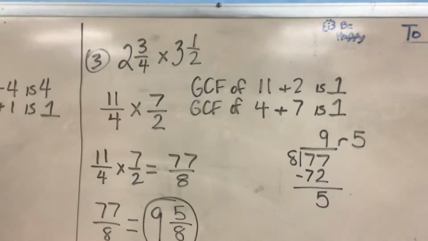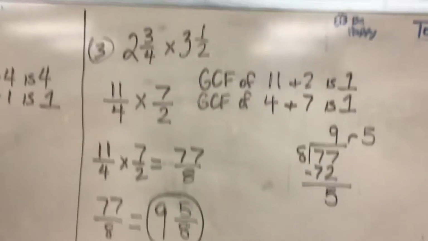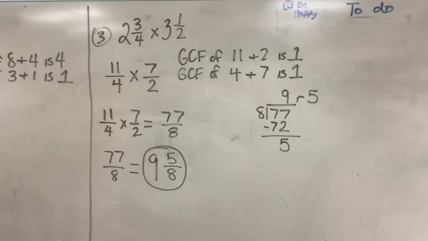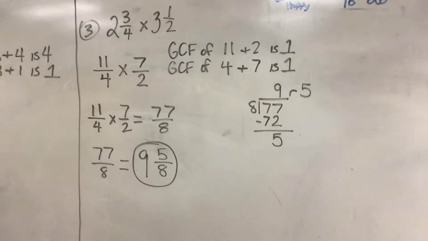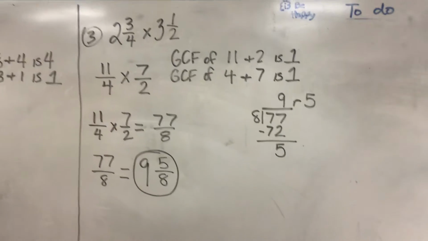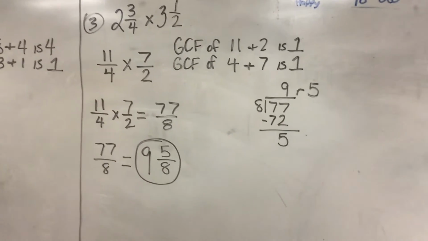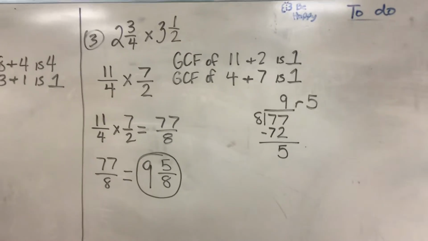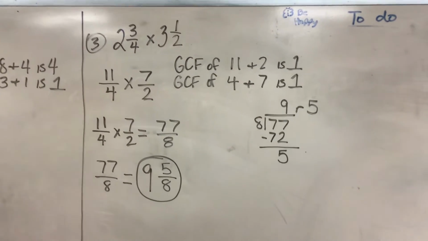Last example. Here we have a big one. Two mixed numbers. 2 3/4 times 3 1/2. Before I can do anything, I have to change those mixed numbers to fractions, which I did in the second step. So 2 3/4 becomes 11/4, and 3 1/2 becomes 7/2.